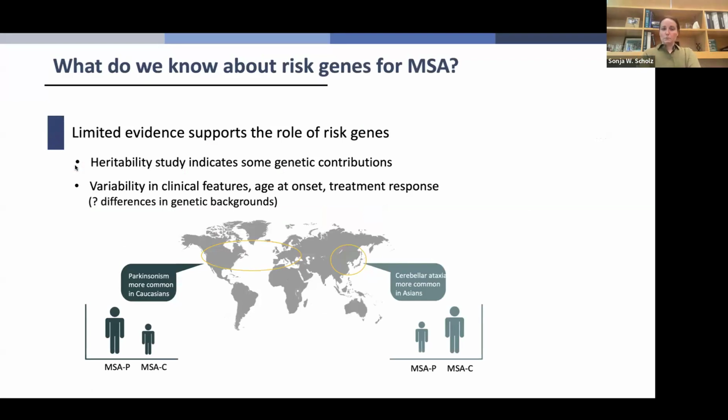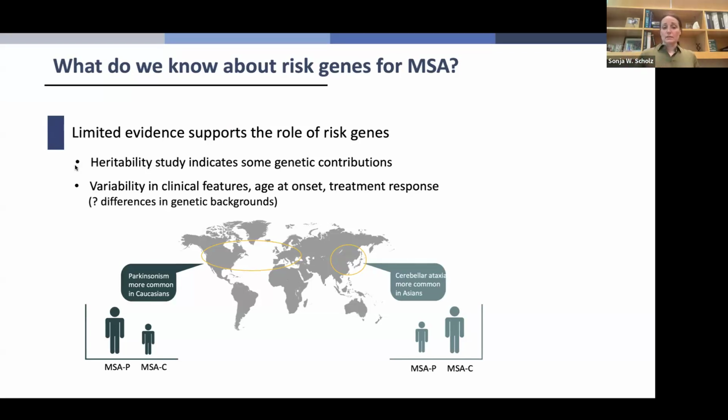But these are really the familial ones. These are exceptionally rare. But how about the actual risk genes? How do we go about it? And there is evidence that risk genes are playing a role. So we can do so-called heritability studies, which is where we estimate on average, is there a difference in the genetic makeup in MSA patients versus controls? And there is evidence that there's at least a mild genetic contribution.